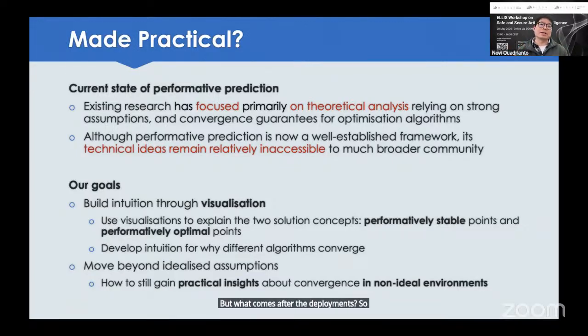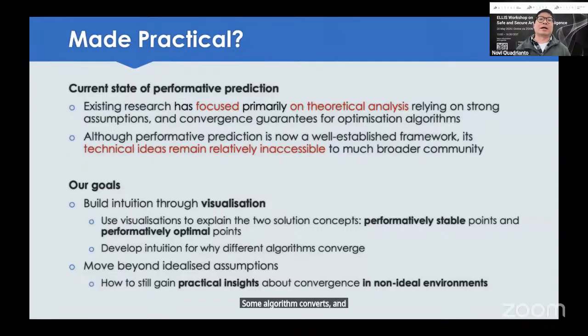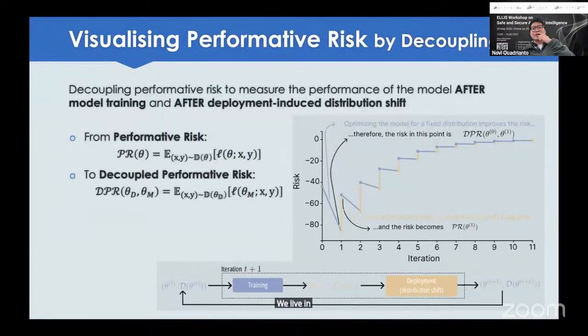So our goal here is to build intuition through visualization. We all like visualization, hopefully, to explain, for example, the two solution concepts that I just mentioned. What is the meaning of performatively stable? What is the meaning of performatively optimal points? And to develop why some algorithms converge, where they converge, and why they converge in that way. Also, to move beyond idealized assumptions and gain practical insight about convergence in the non-ideal environments where we live in. So this is the visualization that we came up with.